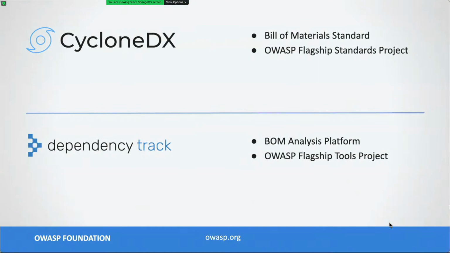The two projects that we're going to be talking about today are CycloneDX, which is a bill of materials standard. It is a flagship OWASP standards project, and it's used by many, many organizations. We're also going to be talking about OWASP Dependency Track, which is another OWASP flagship project, a tools project, and its job is to consume and analyze bill of materials such as CycloneDX.